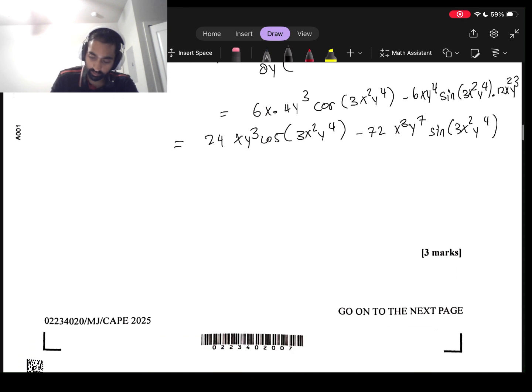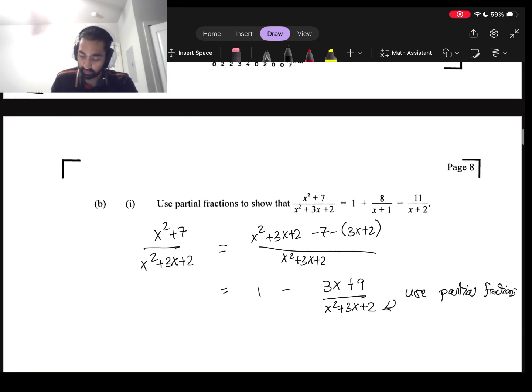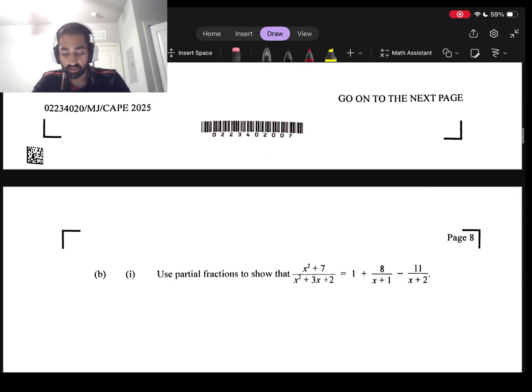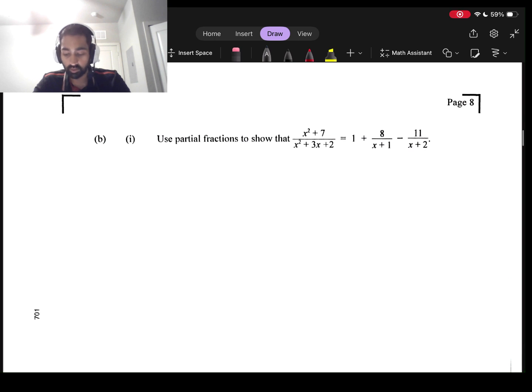Okay. That's that. Let's now do the partial fractions question. So it says, use partial fractions to show that x squared plus 7 over x squared plus 3x plus 2 is equal to 1 plus 8 over x plus 1 minus 11 over x plus 2.